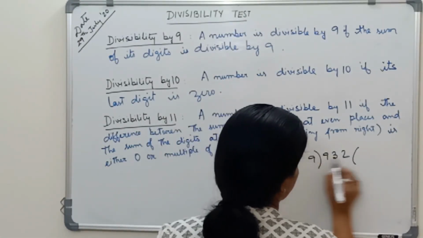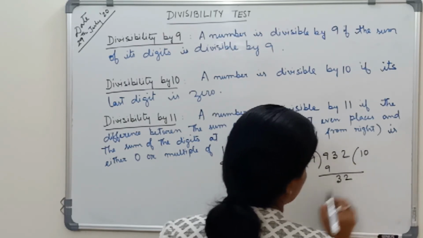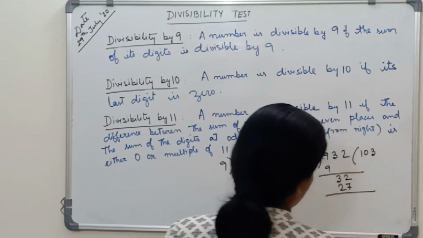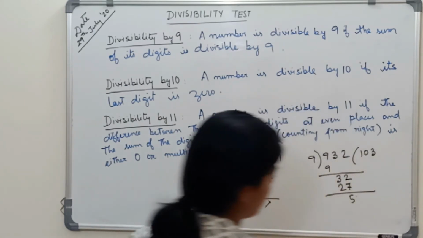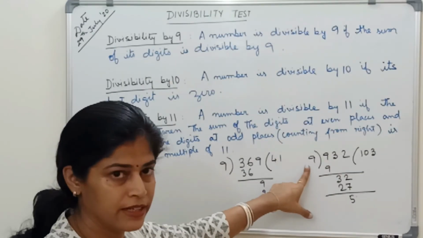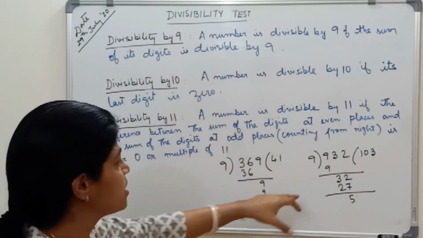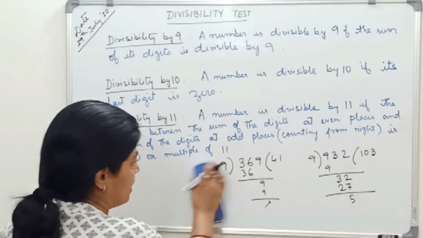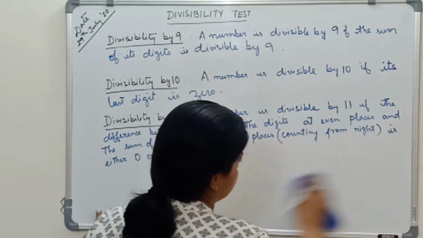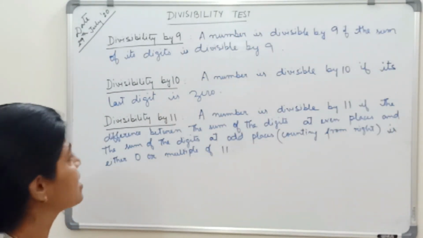Let's check. 9 ones are 9. So coming 3, not going 0, 32, it is 7. This is 5. So this is not divisible by 9. So a number is divisible by 9 if the sum of the digits is divisible by 9. That's clear.